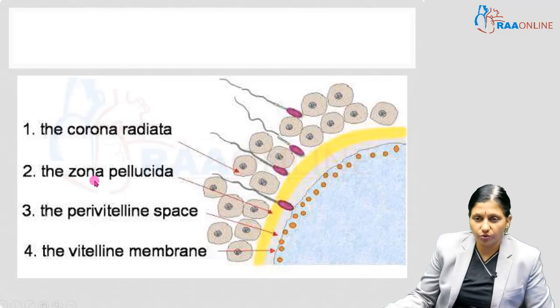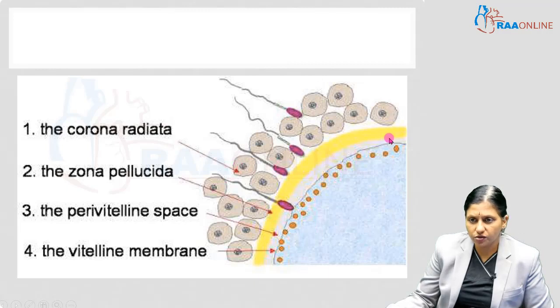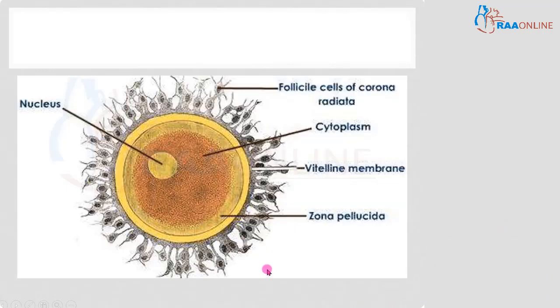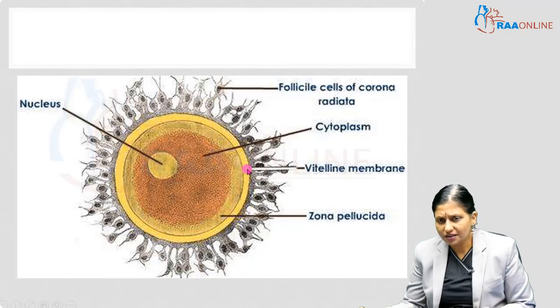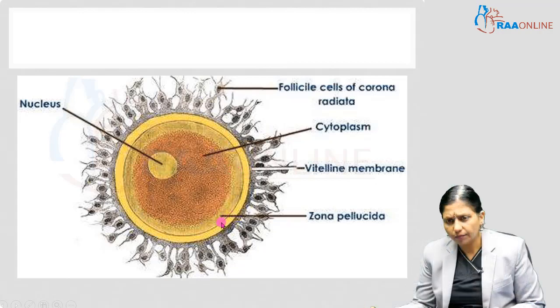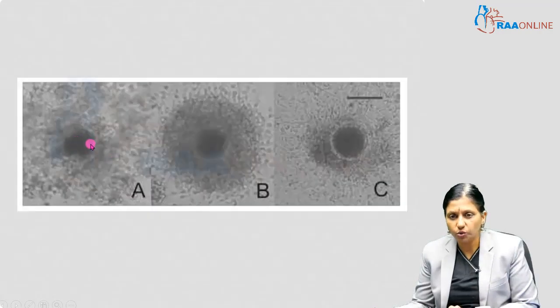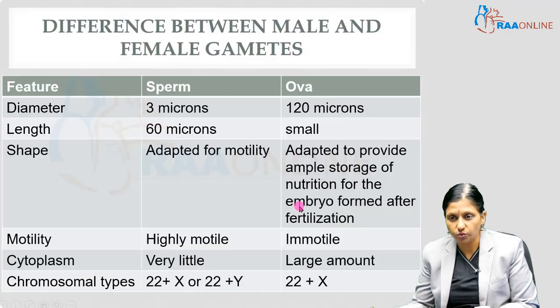Now coming to the parts. The parts of the ovum are the corona radiata, the outermost part, the zona pellucida, the yellow part, and the perivitelline space, the space between the zona pellucida and the oolemma, which has got dense adhesions, and this is the vitelline membrane. Now these are the follicle cells of the corona radiata, and this is the cytoplasm of the oocyte. This is the nucleus in the oocyte. This is the vitelline membrane of the oocyte, and the vitelline membrane and the zona pellucida. This is a hypermature oocyte. This is an immature oocyte, and this is a rightly matured oocyte.